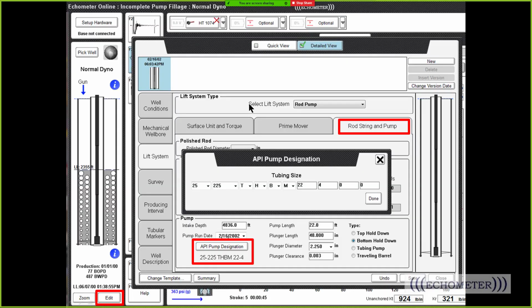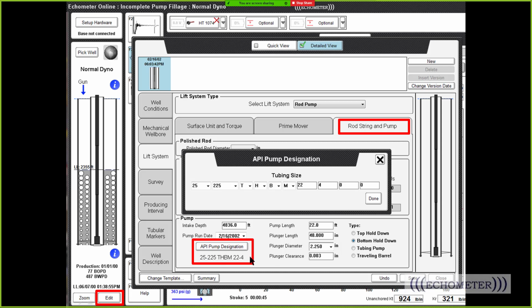And so when you go into TAM and you go to edit, and you go to list system, and you go to the rod string, then you can drop down the arrows on the API pump designation tab when you click this button. And then this pump designation is printed in your report.